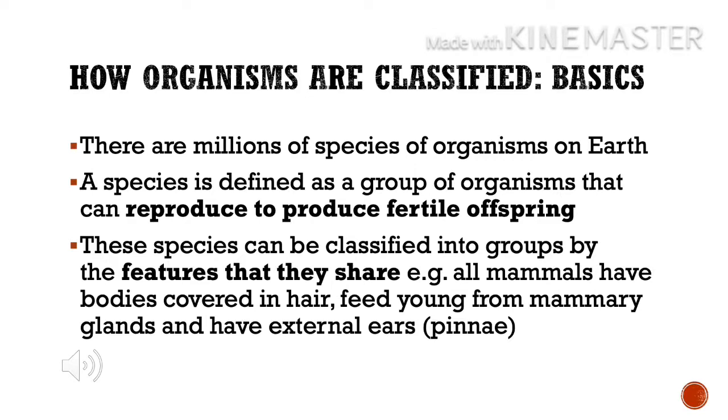There are millions of species of organisms on Earth. A species is defined as a group of organisms that can reproduce to produce fertile offspring. These species can be classified into groups by the features that they share. For example, all mammals have bodies covered in hair, feed young from mammary glands, and have external ears or pinnae.